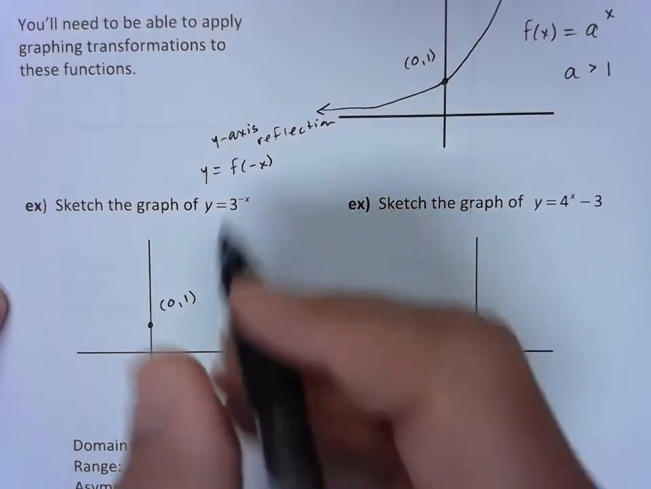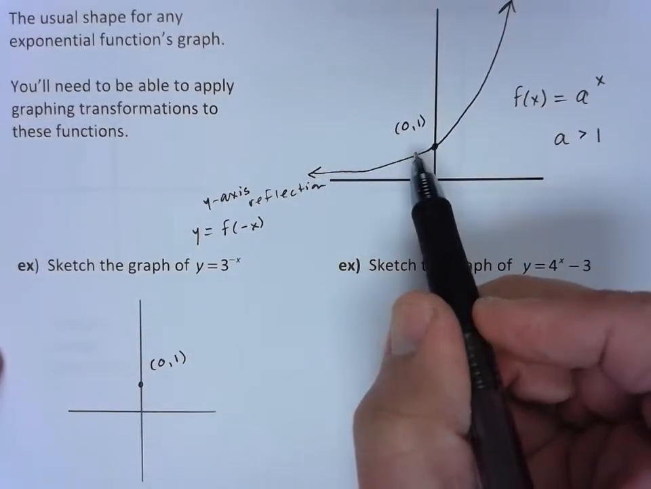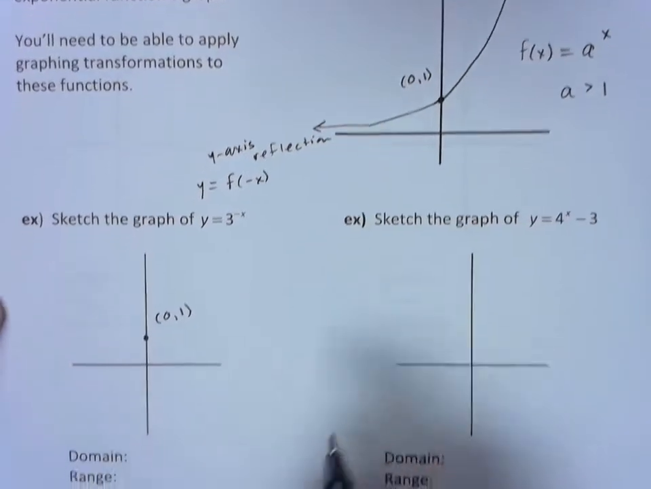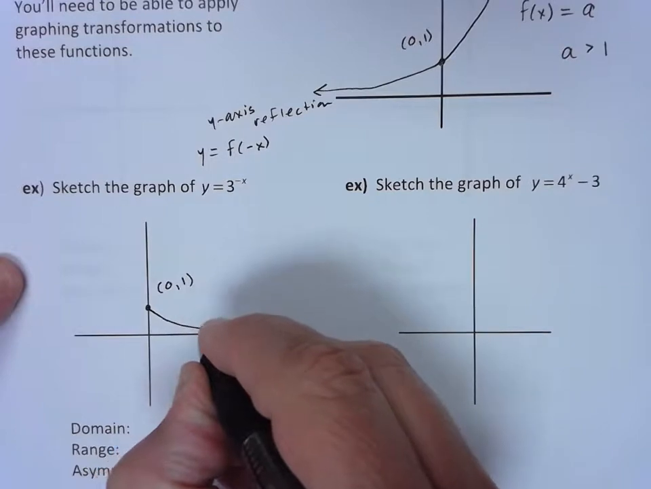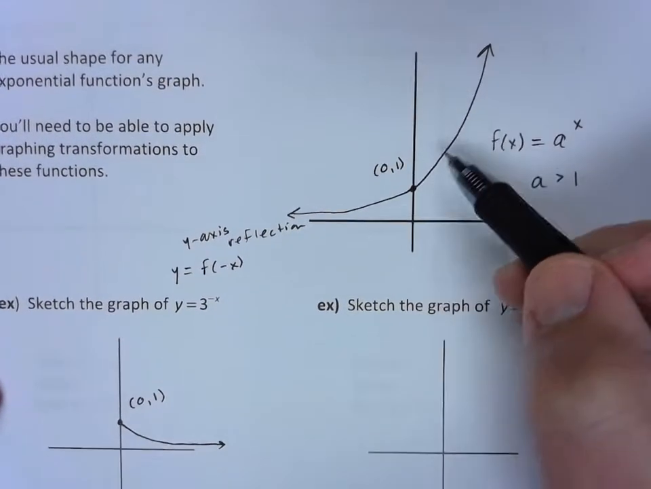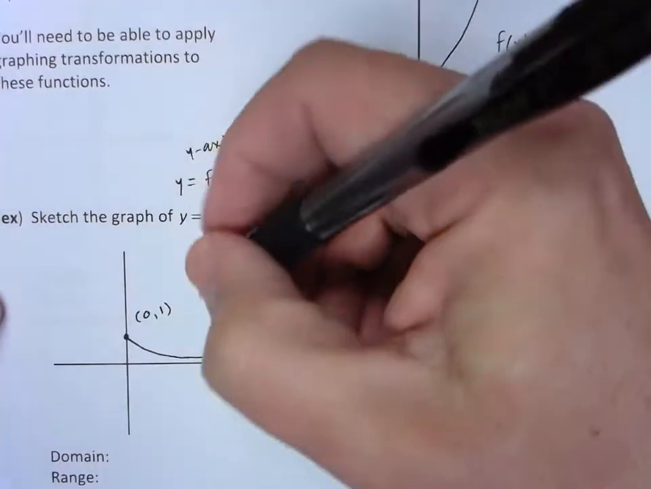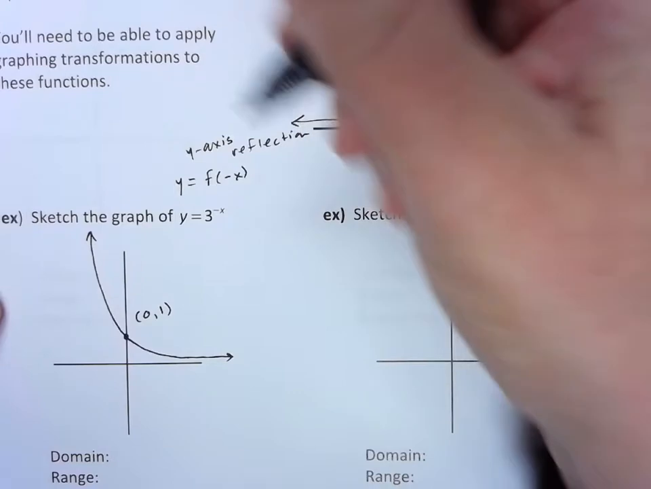But reflecting it about the y-axis will take the asymptotic behavior, the part of the graph that gets closer and closer to the x-axis, and that'll reflect over here on the right end and get closer and closer and closer. And then the steep portion that represents your exponential growth will reflect over here on the left side.